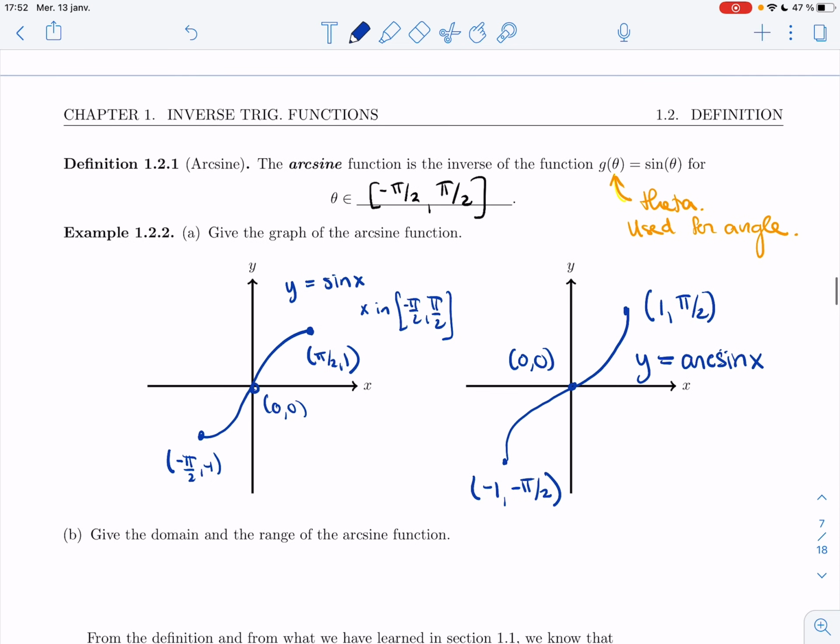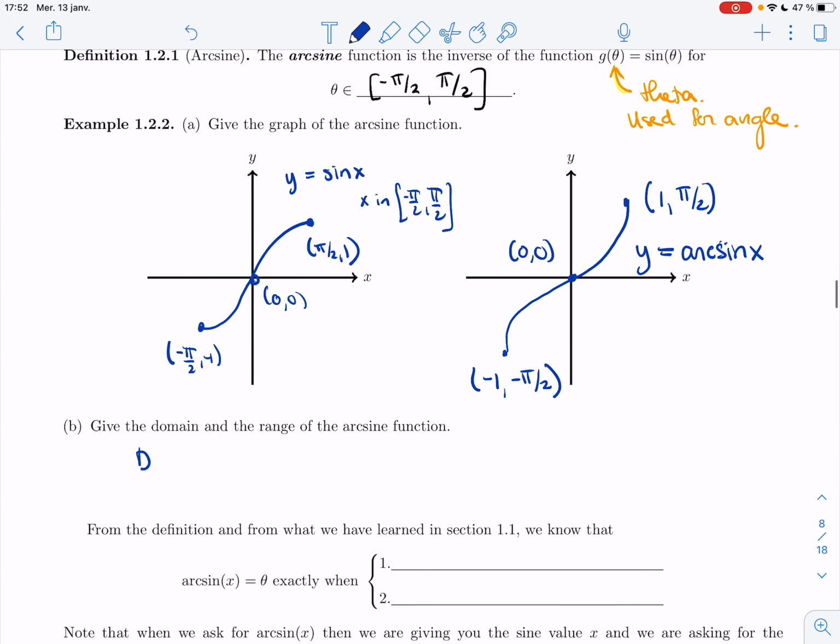All right, we have the graph. We can talk about the domain and the range. The domain would be the set of all x values that we're using. So here it would be this part, all the x values. This one is minus 1, this one is 1. Notice that that's going to correspond to the range of sine like we saw before. So the domain of arcsine is minus 1 to 1.